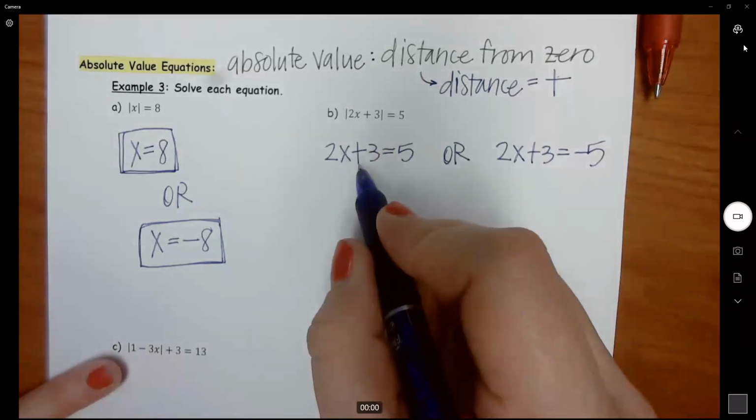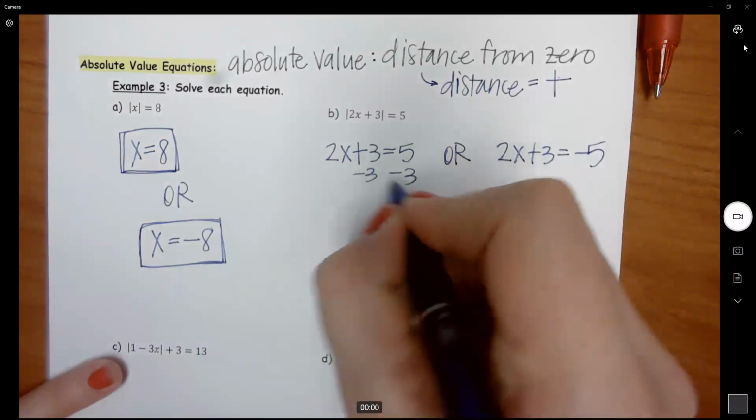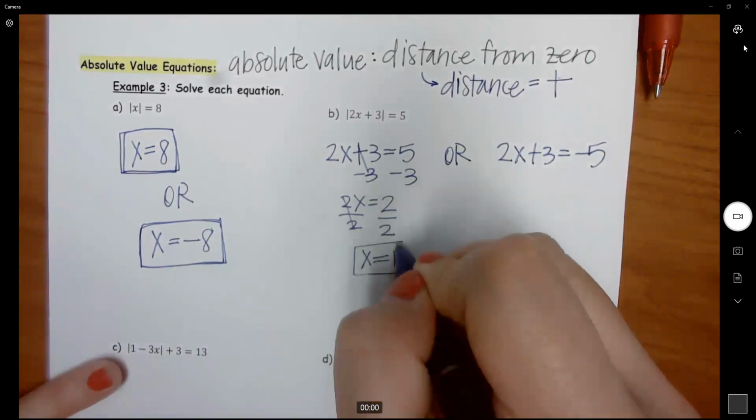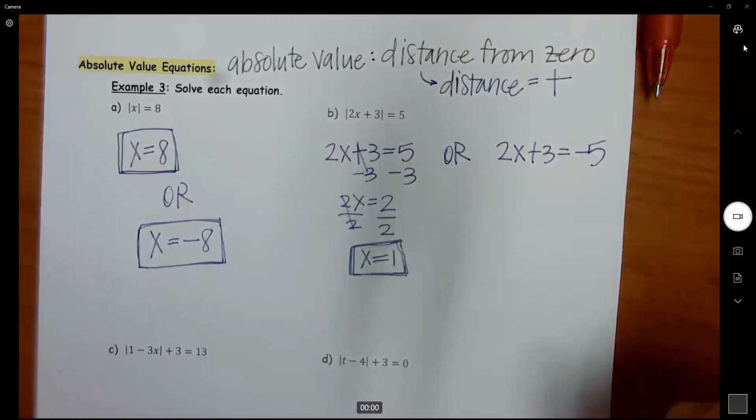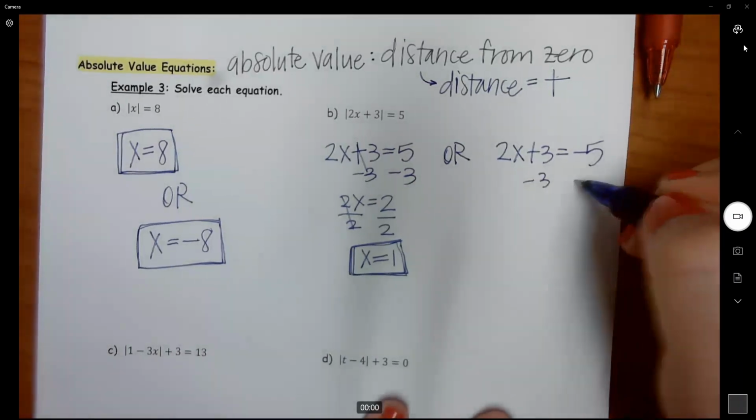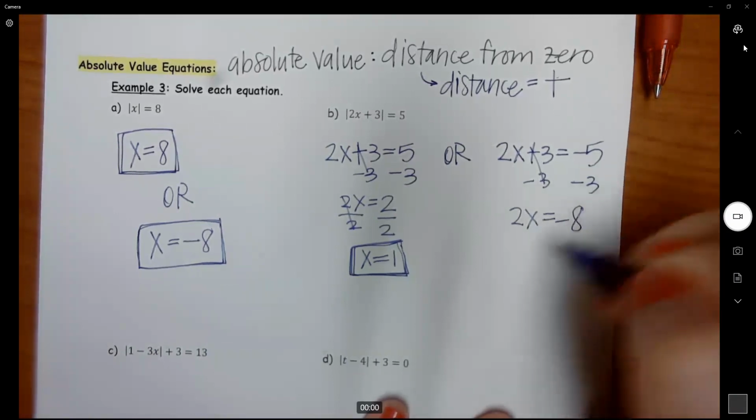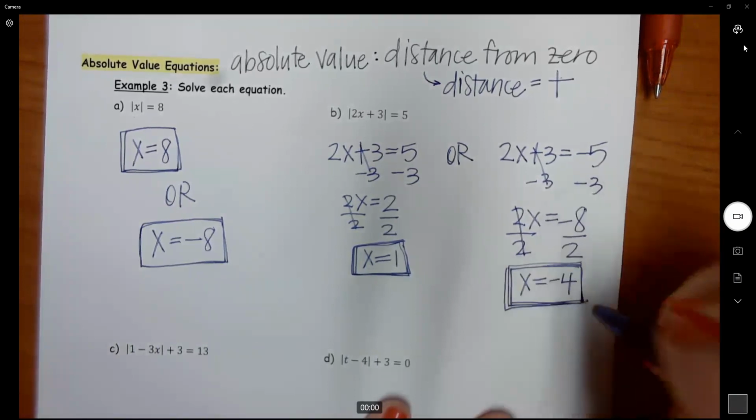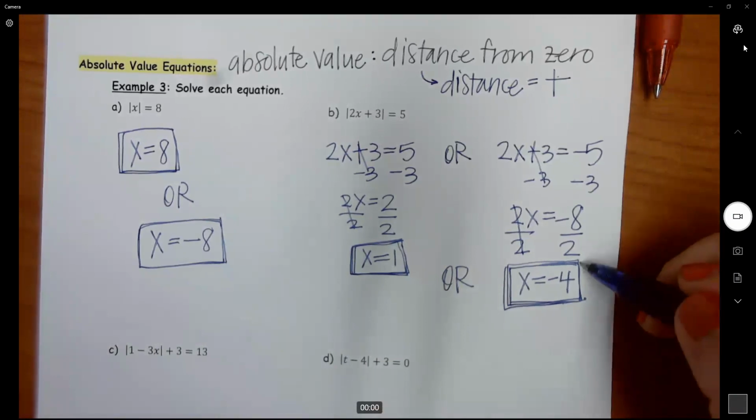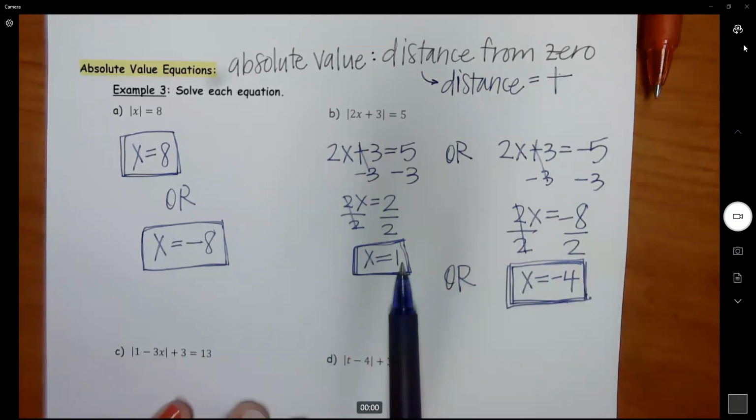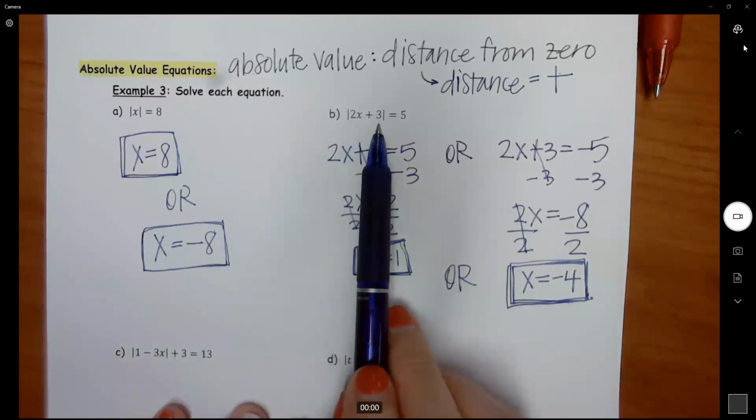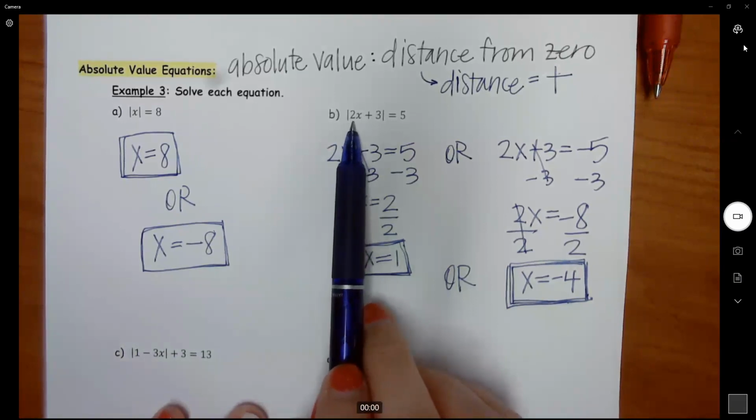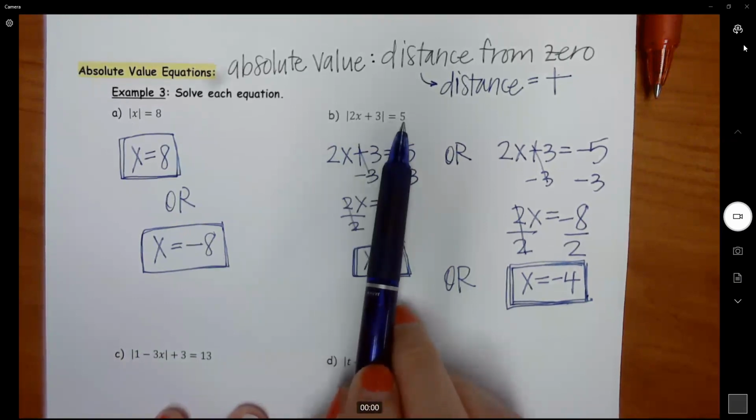Now solve these. On this first one, really on both of them, we're going to do the exact same thing. I'm going to subtract 3 to get 2x equals 2, divide by 2, and x is 1. Over here, do the same 2 steps. We're going to subtract 3. You get -8, divide by 2, and x equals -4. So plug these in and check them. If I plug in 1, we'll have 2 times 1 is 2, plus 3 is 5. The absolute value of 5 is 5. If I plug in -4, we get 2 times -4 is -8. -8 plus 3 is -5, and the absolute value of -5 is 5. So these both work.